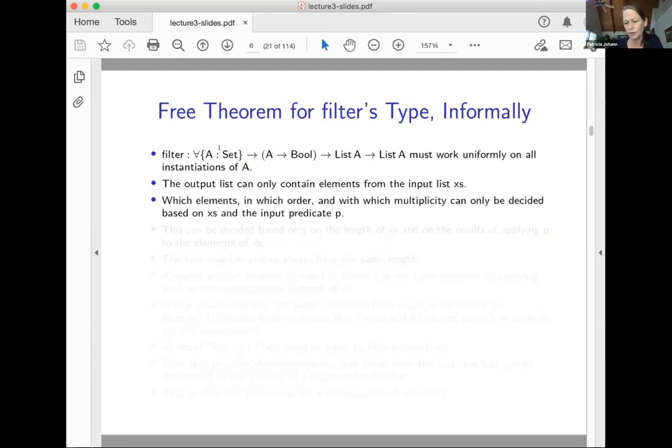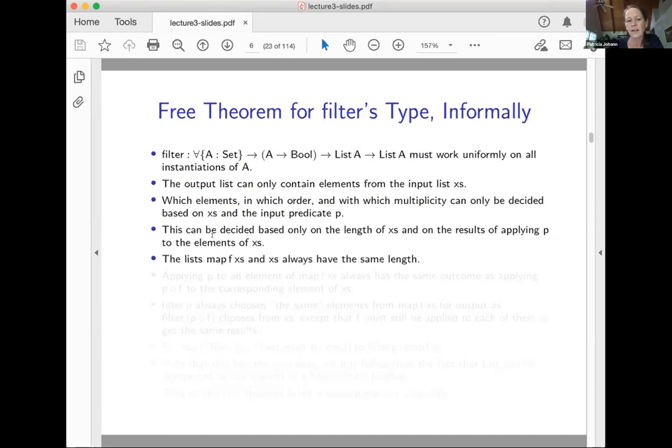So which elements you pick in which order and with which multiplicity can only be decided based on the input list and maybe the results of the predicate. That's it. That's all you have. And those things can only be decided based on the length of the input list and on the results of applying the predicate to the elements of that input list. Okay, so now we're just going to make the observation that if I have two lists like map f xs and xs, they're always going to have the same length, right? Because that's what map for list does. It just marches down the list and applies f to everything in the list. So these lists are always going to have the same length. And we'll also observe that if I apply a predicate to an element of map f xs, that's going to have exactly the same outcome as applying p composed f to the corresponding element of xs.